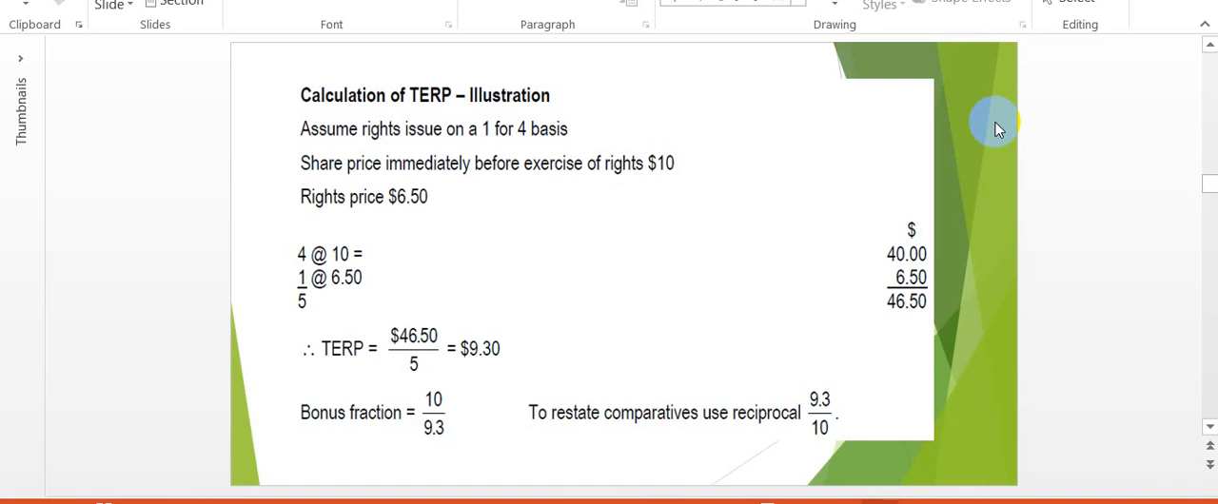So the bonus fraction is the 10, the market value, divided by the TERP of 9.3. So when you're restating the previous year's EPS, then you use a reciprocal. So you flip the bonus fraction, so it becomes 9.3 divided by 10.